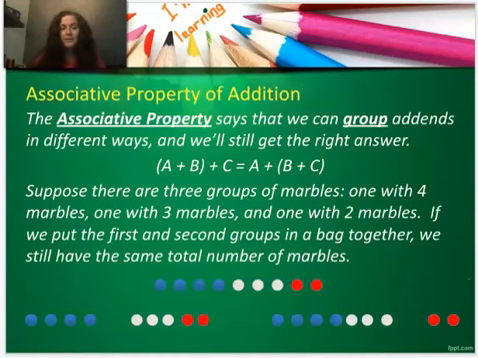Here's a classroom example. Suppose there are 3 groups of marbles, one with 4 marbles, one with 3 marbles, and one with 2 marbles. If we put the first and the second groups in a bag together, we still have the same total number of marbles. So notice down here, if we group the yellow and the red together, the white and the red together, we get the same answer of the total number of marbles as if we group the blue and the white together.